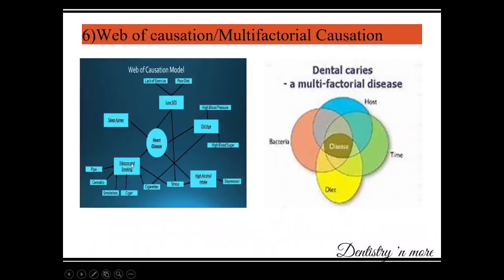So tobacco smoking can lead to heart disease, high alcohol can lead to heart disease, then depression and stress can induce high alcohol intake for the person. So all these are linked to each other, so we just cannot say that one is causing the other one. So that is the web of causation.